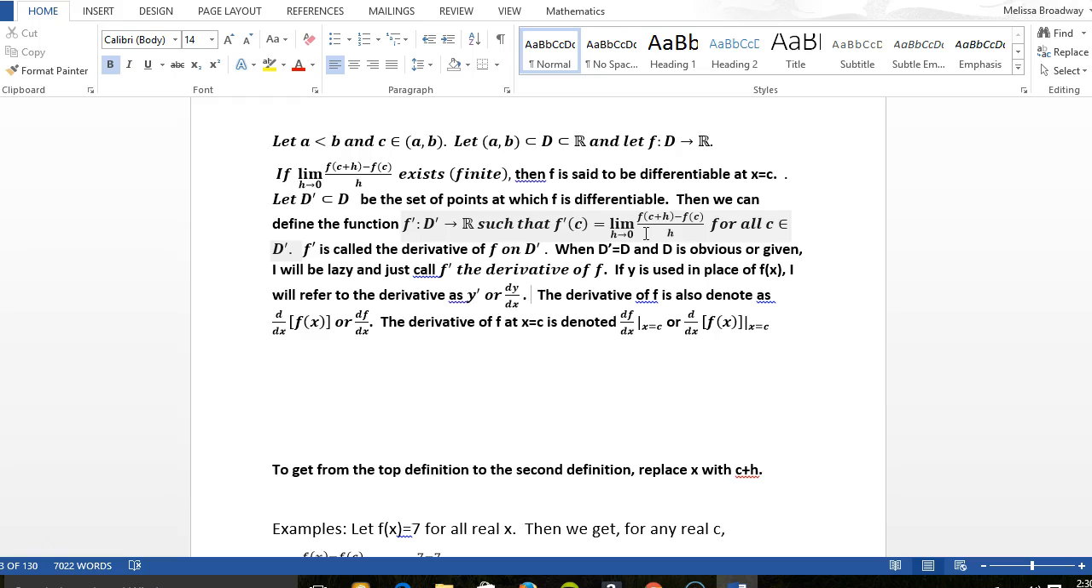It follows from the limit laws and all that, but anyway, if C is an interior point at which F is defined, and if F prime of C exists, aka if this limit exists, then F by definition is said to be differentiable at x equals C. Or you could say F has a derivative at x equals C, but that feels a little sloppy. It's nicer to say F is differentiable at x equals C, okay?